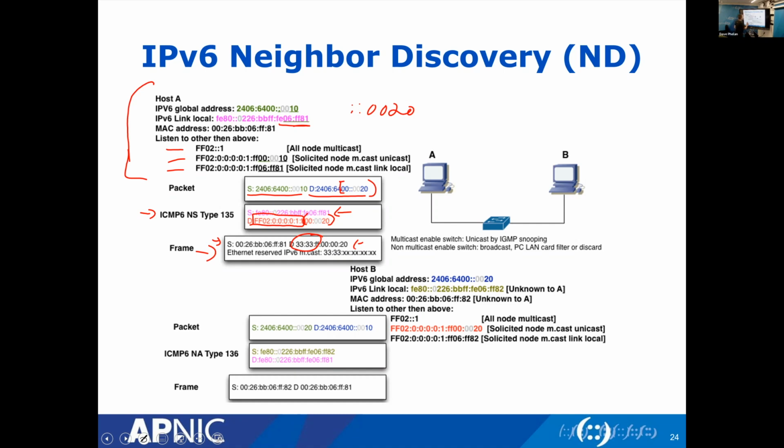So when host B responds back, it will send back its source link local. We've got the destination link local. And because I sent over my MAC address, I can respond to that MAC address with my MAC address.